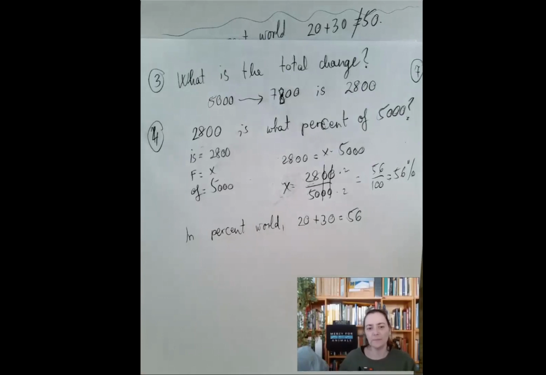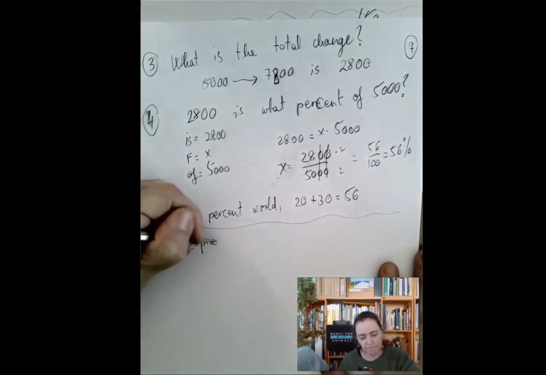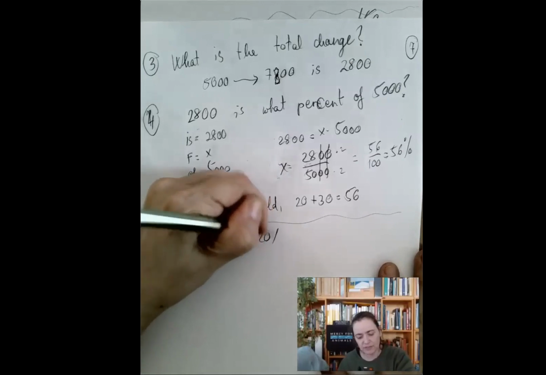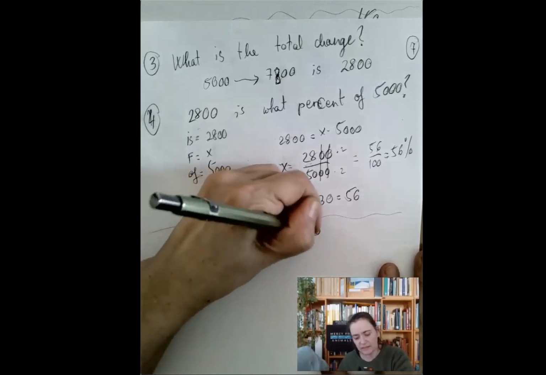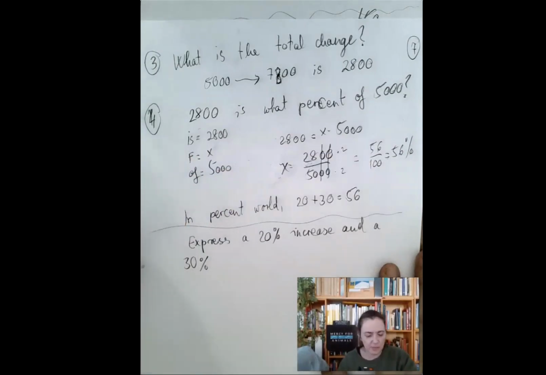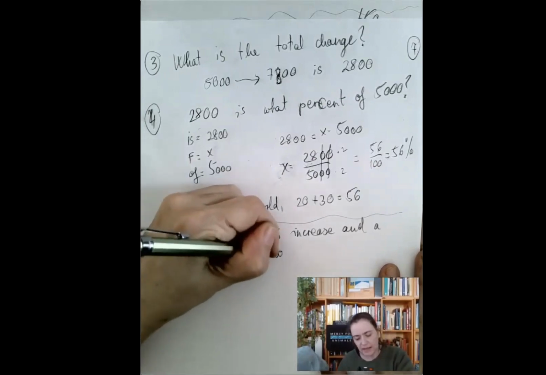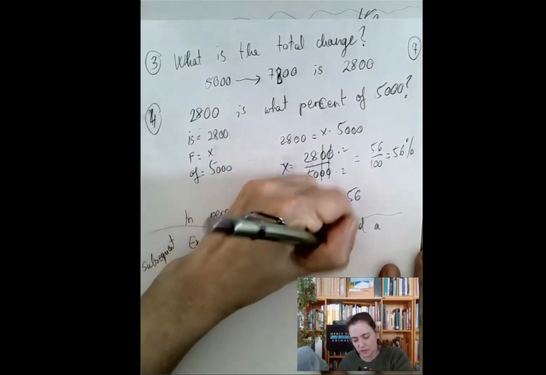But here is the thing. This answer, this 20 plus 30 equals 56, does not depend on the starting value. So what if I just ask you something like this? Express a 20% increase and a subsequent 30% increase as a single change.